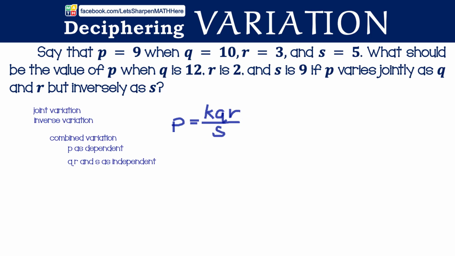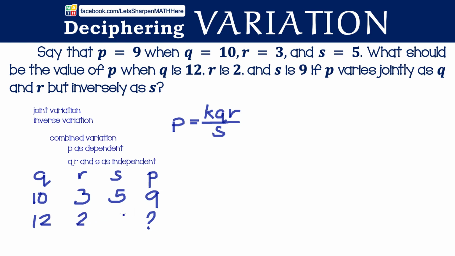Now that we have that, the next step is for us to determine the variables. Since P is our dependent, let's put it last. And you have here Q, R, and S. In the first statement, P is 9 when Q is 10, R is 3, and S is 5. So we will be using this and plugging it into our formula for us to get K. And that K will be used to solve the unknown: the value of P when Q is 12, R is 2, and S is 9.